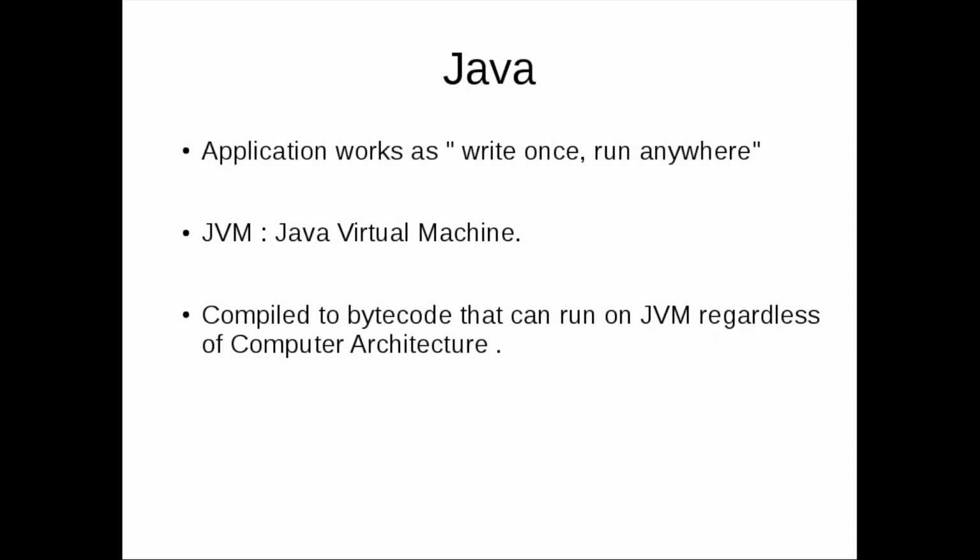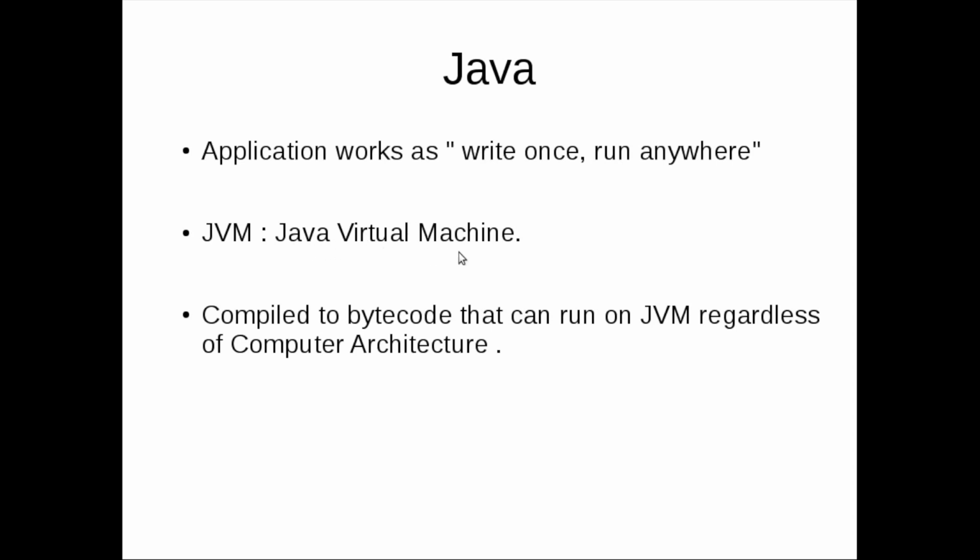Here, the important point of the Java language is that a Java application works as write once and run anywhere. You have to write a program only once. That source code can be compiled on different machines and can run on all those machines. This is possible because of a machine called the JVM. It's the Java Virtual Machine.